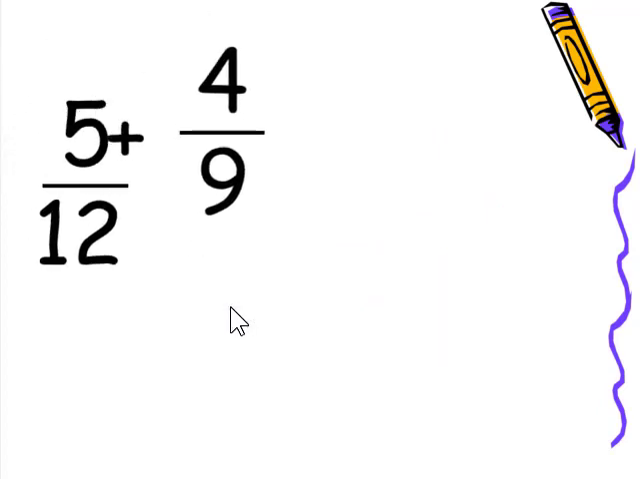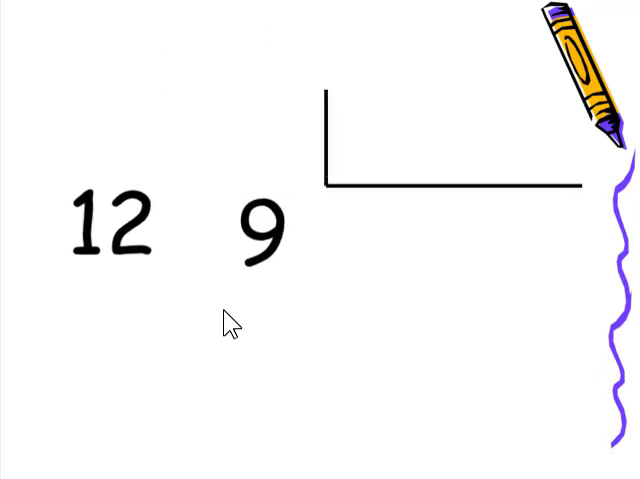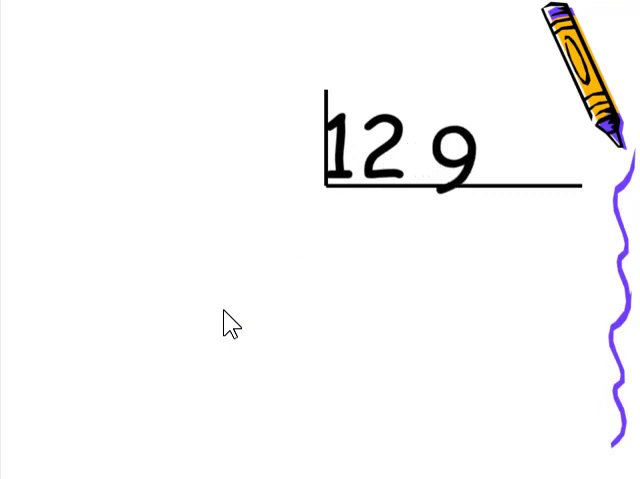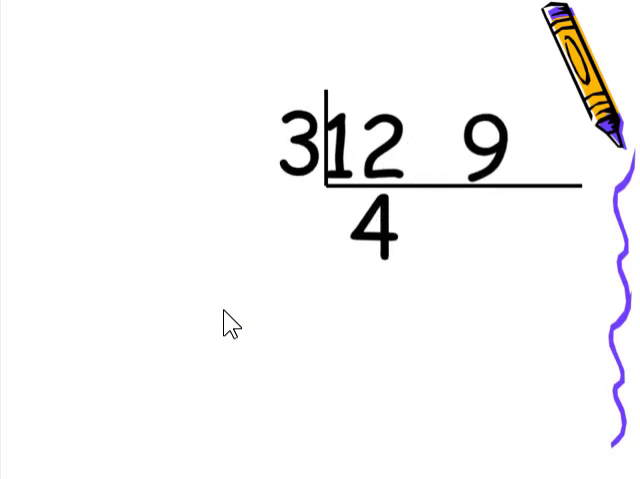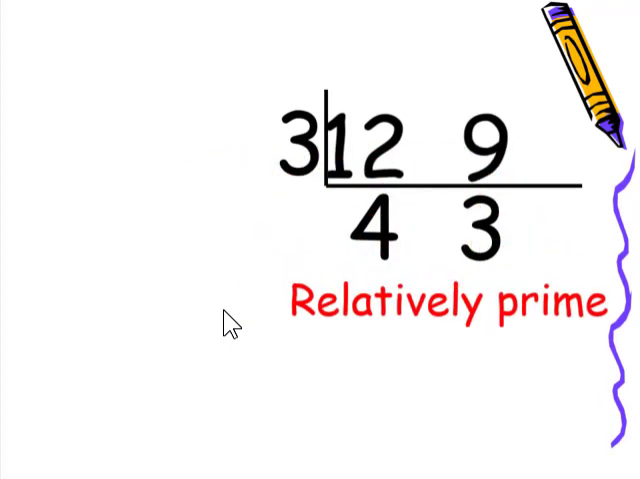5 twelfths plus 4 ninths. We'll take our denominators and find the LCM. What number goes into both 12 and 9? And that would be 3. 12 divided by 3 is 4, 9 divided by 3 is 3. Since 4 and 3 are relatively prime, we can multiply the 9 by 4 and the 3 by 12, which is 36.